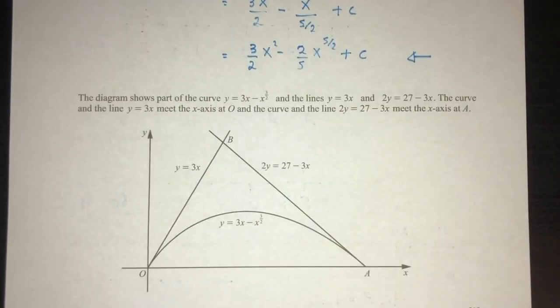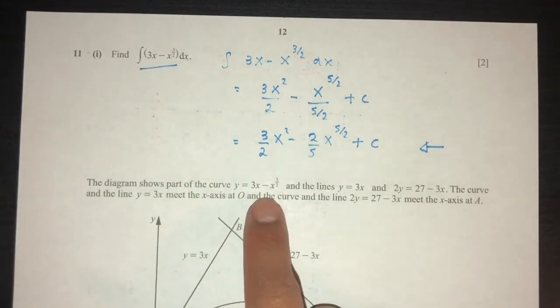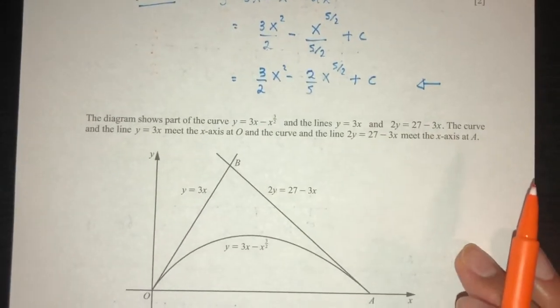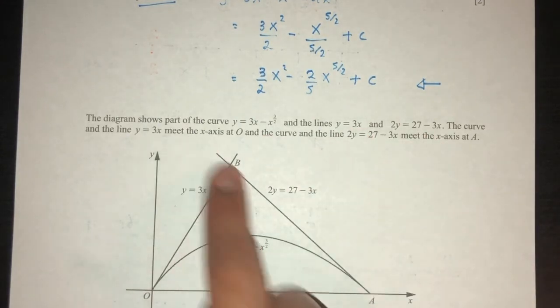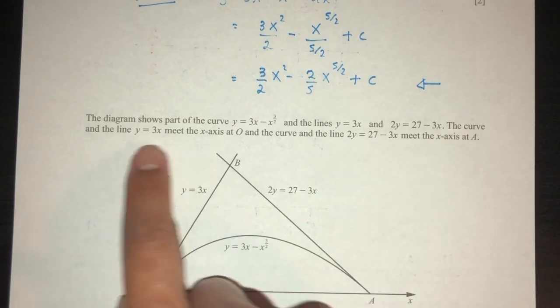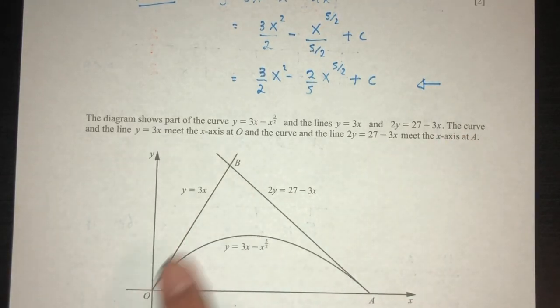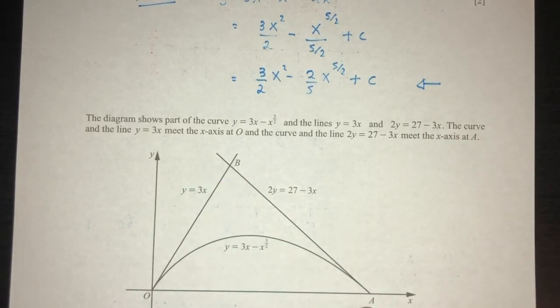Now part 2. The diagram shows part of the curve y equals 3x minus x to the power of 3 over 2. So this is the same thing as this, so you know you have to use this somewhere. Now the line y equals 3x, which is this line, and the curve meet at the point 0 here, and the curve and this line meet at the point A only.